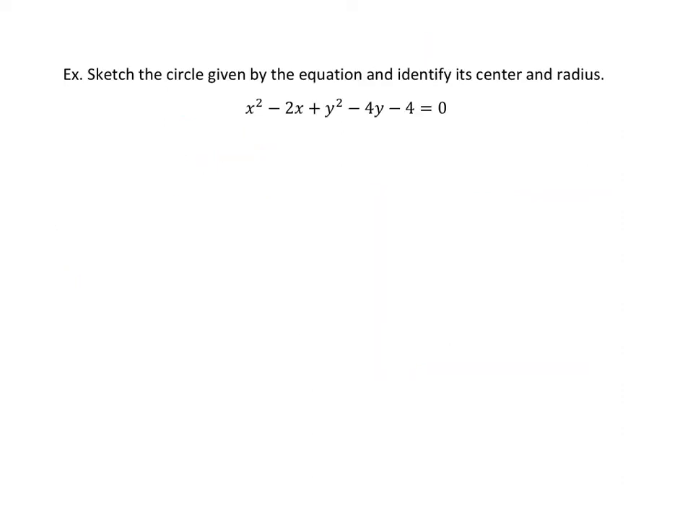Okay, this one is not given to us in standard form. We want to sketch the circle, identify its center and radius. I've got my x's together, my y's together. I need to put my constant on the other side. x squared minus 2x plus y squared minus 4y equals 4.